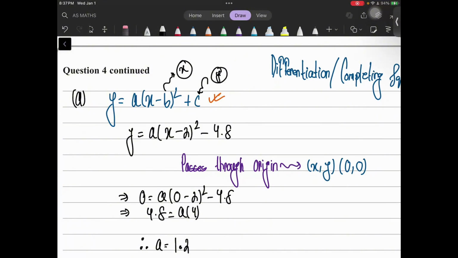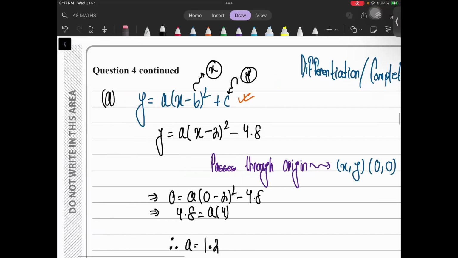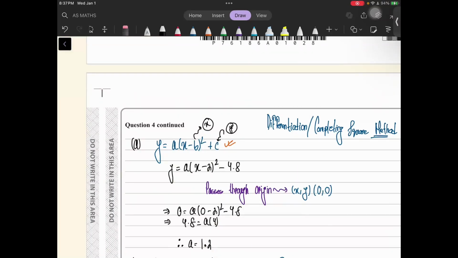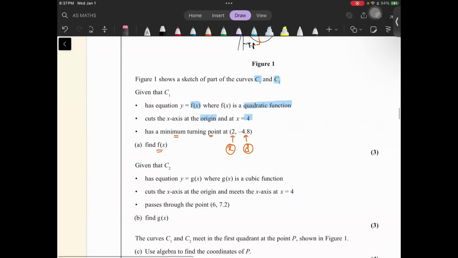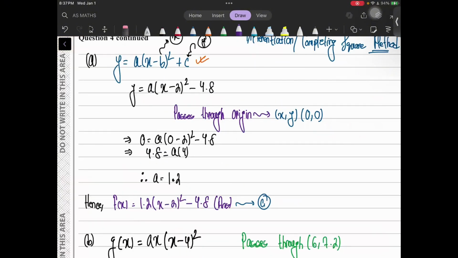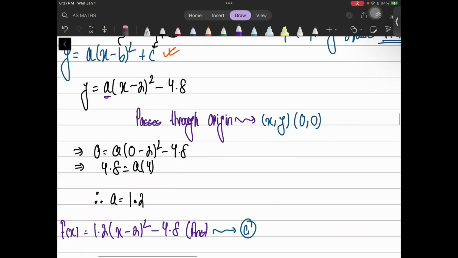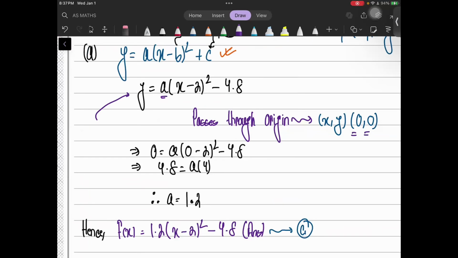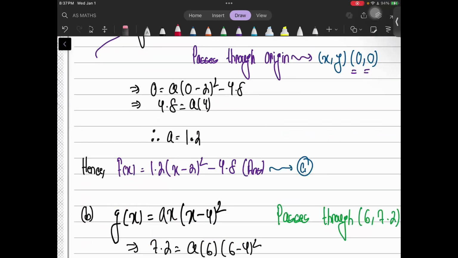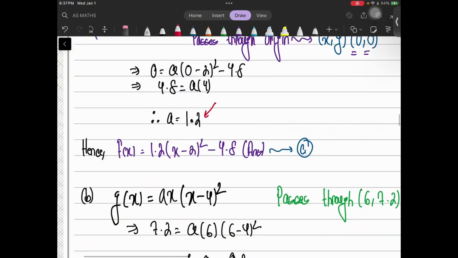All right, so I have the coordinates of this minimum point, so y equals a times (x minus 2) whole square minus 4.8, right? So I put it in this equation, and I have a constant, a. So how do I get this value? In the question it is said that this curve passes through the origin, right? And at the origin, the x value and the y value are both equal to 0, right? So I put it in this equation, and I found the value of a. So the value of a is equal to 1.2, right? And then I simplify this equation again. So f of x equals 1.2 times (x minus 2) whole square minus 4.8. This is the equation of C1, right?